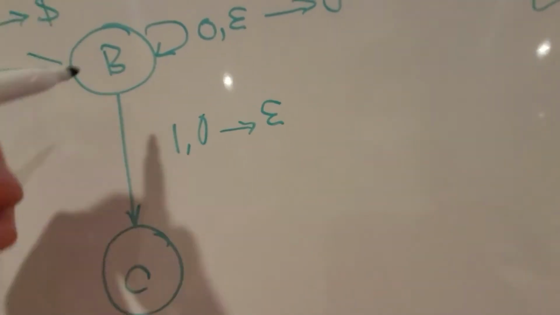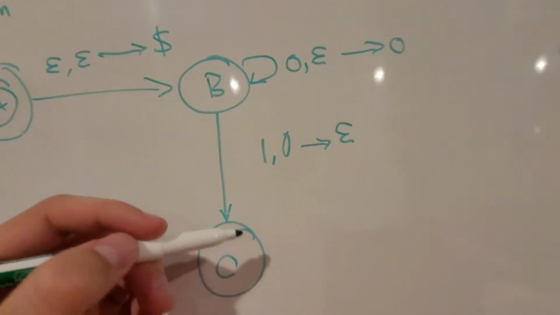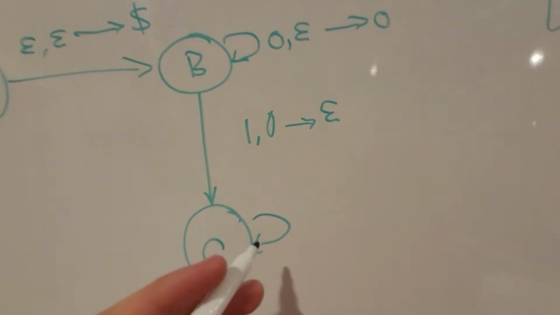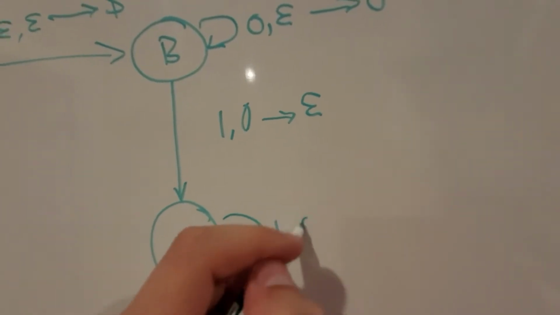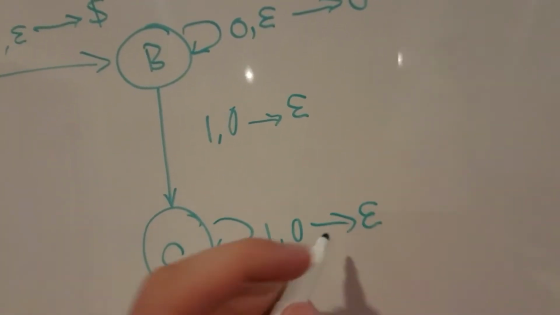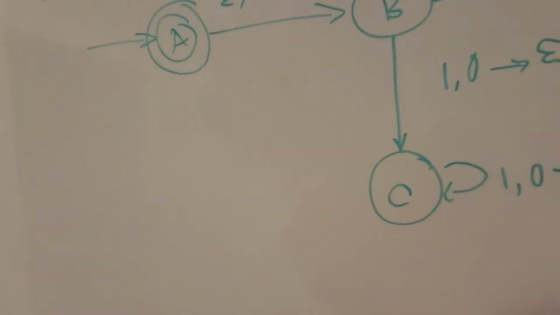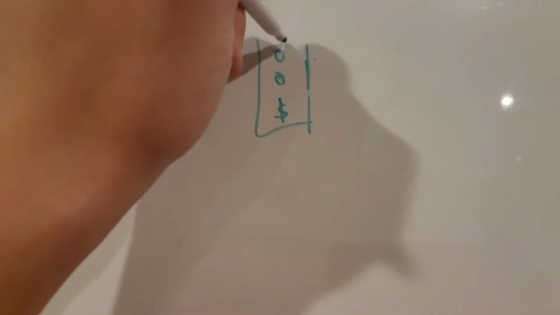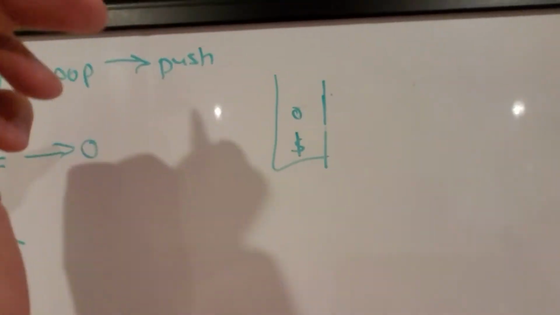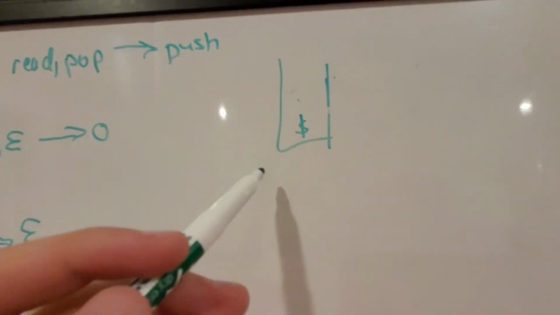All right, so once we see our first 1, we shoot down here to C. When we're in C, we just loop the process that we were just doing. Reading 1s, popping zeros, pushing nothing. Okay? And that'll get us back down to the bottom of the stack. Every single time we see a 1, we get rid of a 0. Another 1, get rid of a 0. We'll eventually be left here.